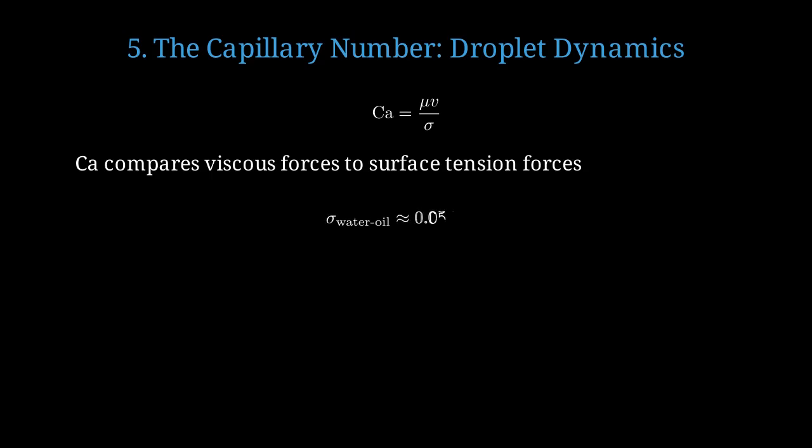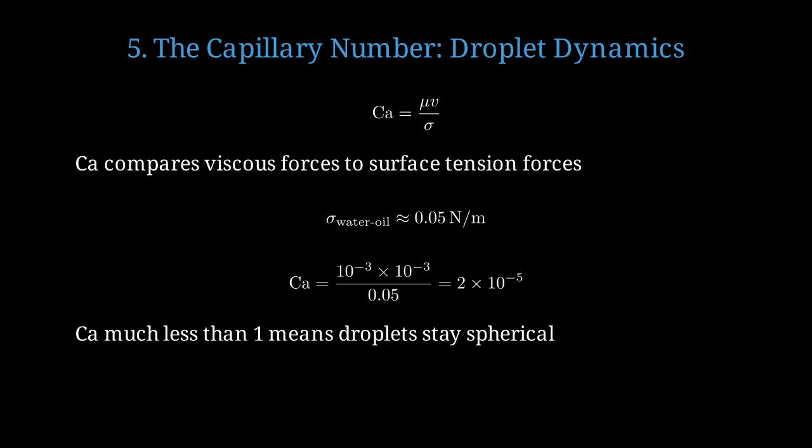For a water droplet in oil, surface tension is approximately 0.05 newtons per meter. Using our previous values, capillary number equals 10^-3 times 10^-3 divided by 0.05, which gives 2 times 10^-5. With capillary number much less than 1, surface tension dominates and droplets maintain their spherical shape, which is crucial for predictable behavior. For computation to work, we need to control the timing of droplet arrival with precision.